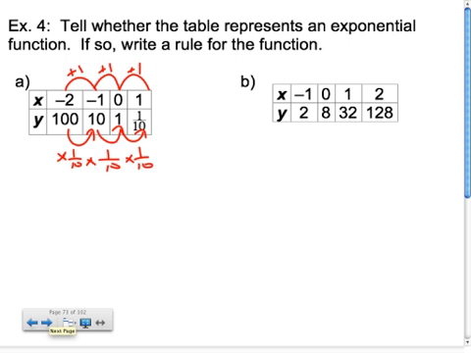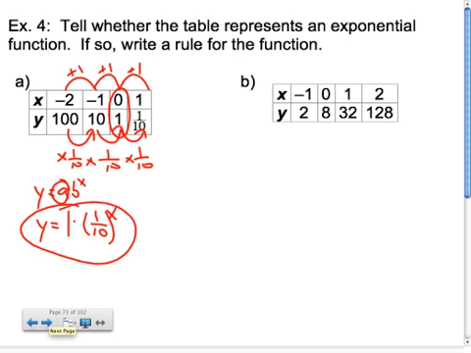And remember, exponential decay is y equals a times b to the x. The b is the common multiplier, so I already know my b is 1/10. And your a is the value of the function when x is 0. So when x is 0, y is just 1. I can put a 1 out front. I don't really need to. So the equation there is just going to be y equals 1/10 to the x power.